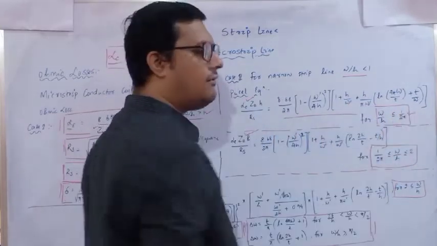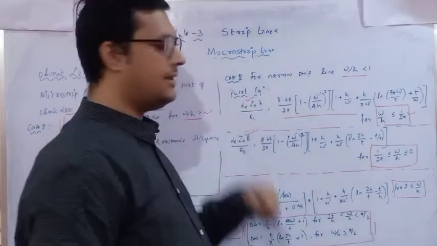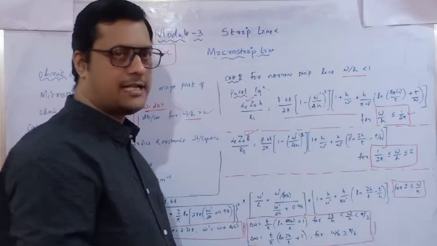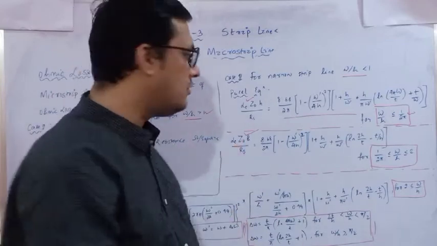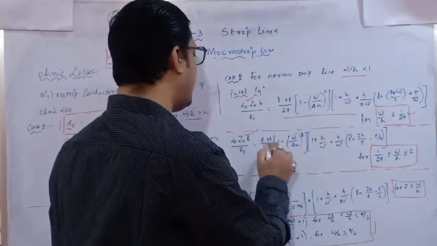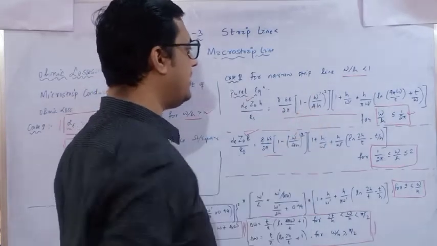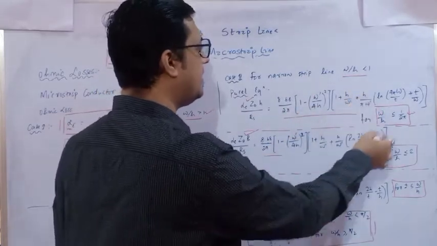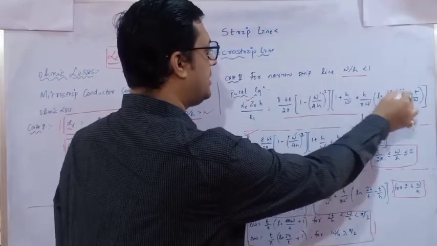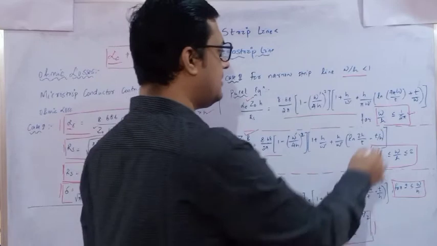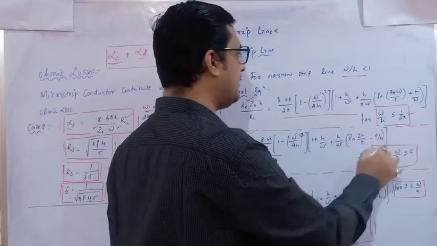If it is less than 1 by 2 pi, then this is the condition. Then if the W by H ratio lies between 1 by 2 pi to 2, then my condition will be 8.68 divided by 2 pi. This whole parameter remains as it is, but in place of this 4 pi W by T, it is nothing but 2H by T minus T by H. So only this much is the difference.